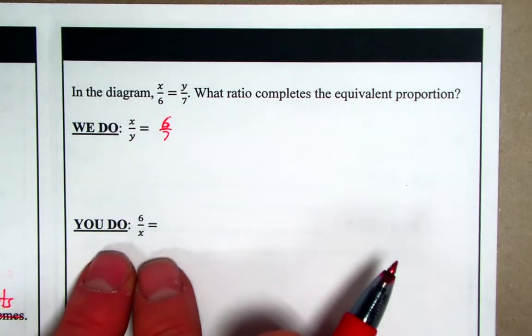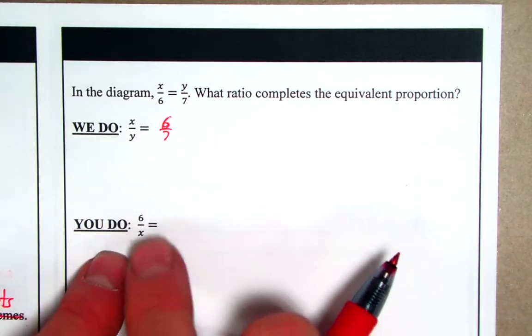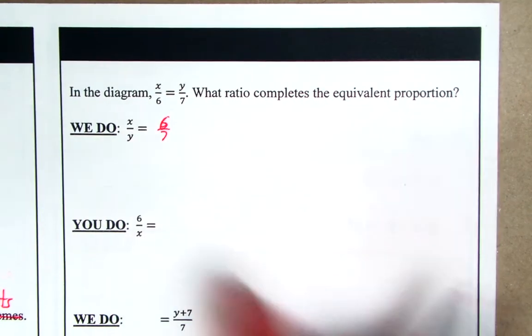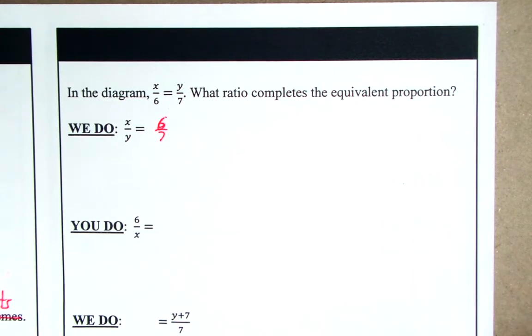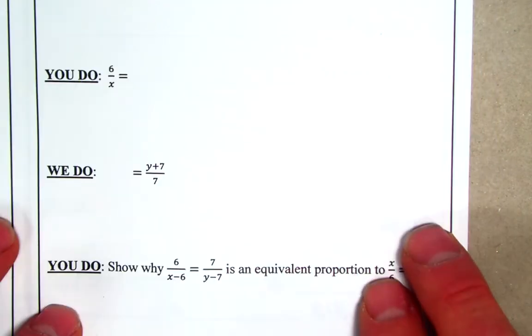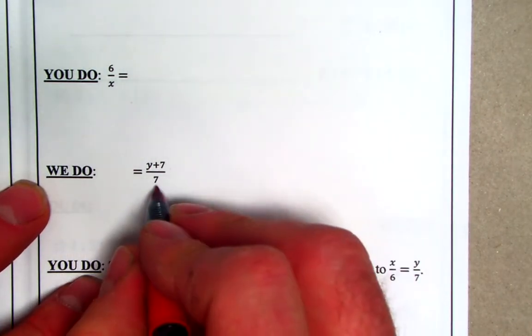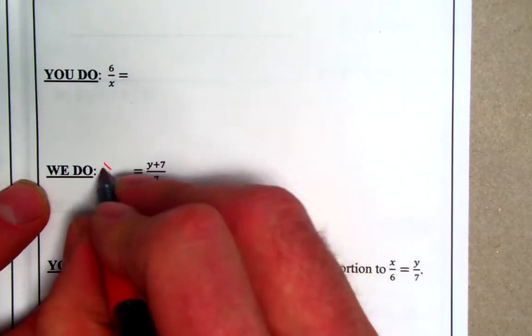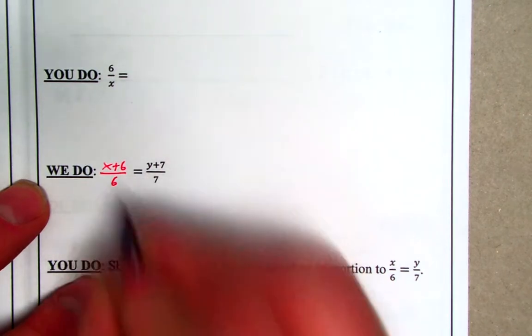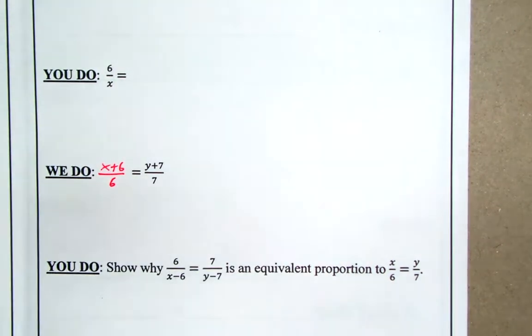Okay, so write an equivalent proportion to the original. 6 to x is what to what? And then this last one here, y plus 7 is to 7, as x plus 6 is to 6. The diagram would have helped with that one, but we can still write the answer without it.